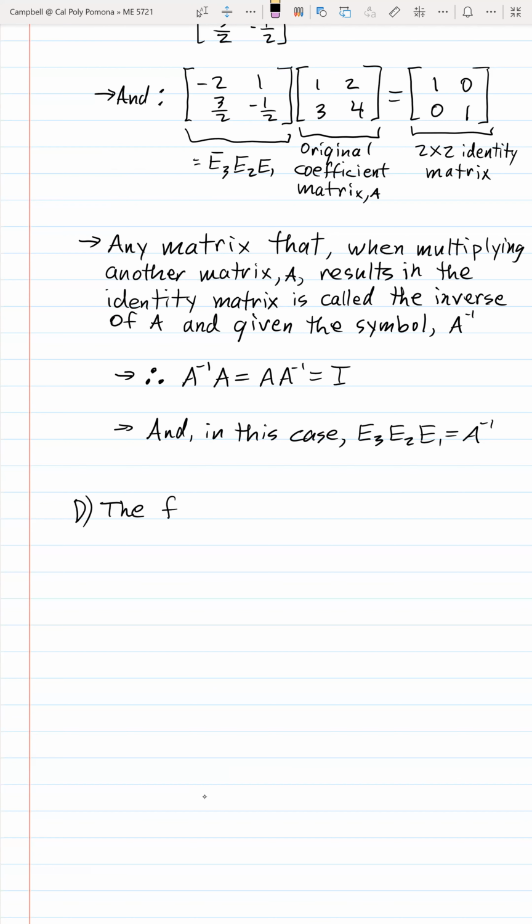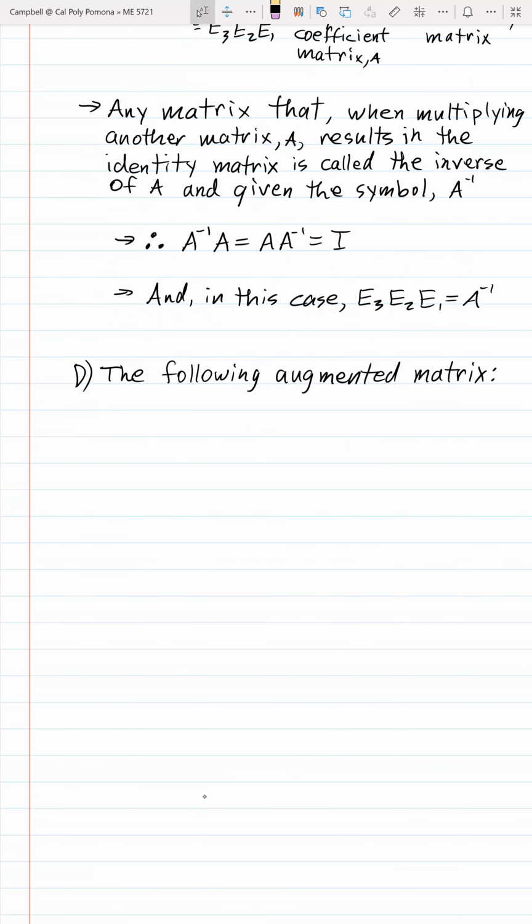So let's go ahead and work with the following augmented matrix. And in this particular case, we'll run with everything being the same. 1, 2, 6, 3, but I'm going to change that 4 now to a 6. 3, 6, 8.